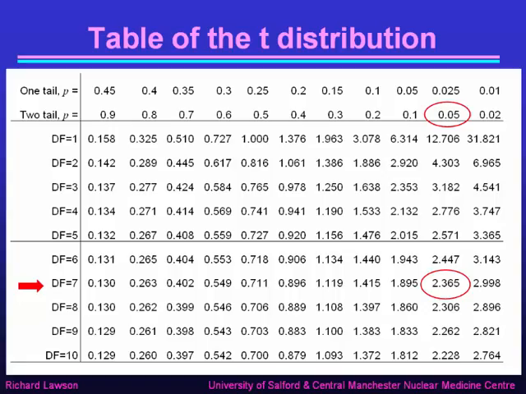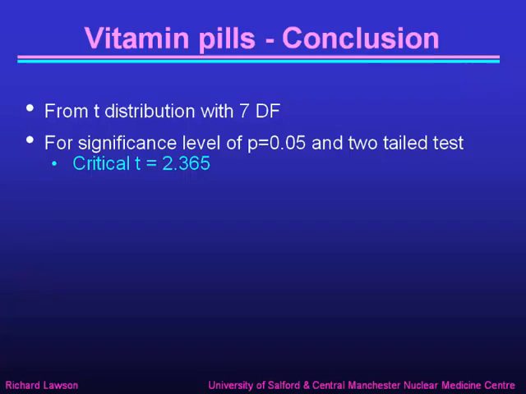So here's our table of the t distribution. If we look across the row for 7 degrees of freedom, we find that for a two-tailed test, remember we're doing a two-tailed test this time, to reach a significance of 0.05, we need a t of 2.365. So from that t distribution with 7 degrees of freedom, for our significance level of 0.05 with a two-tailed test, the critical t-value will be 2.365.